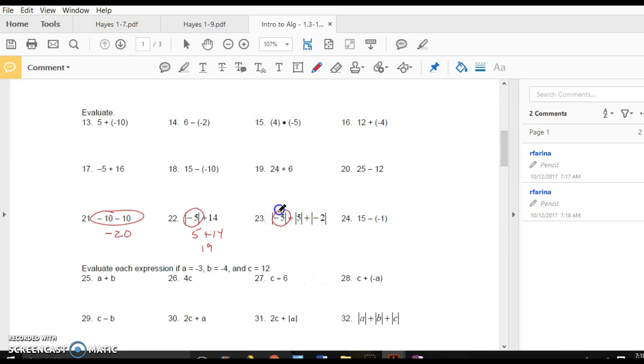Here, the absolute value of -5 is 5, plus the absolute value of 5 is 5, plus the absolute value of -2 is 2. Remember, the absolute value of a number makes that number positive. So 5 plus 5 plus 2 would give you 12.